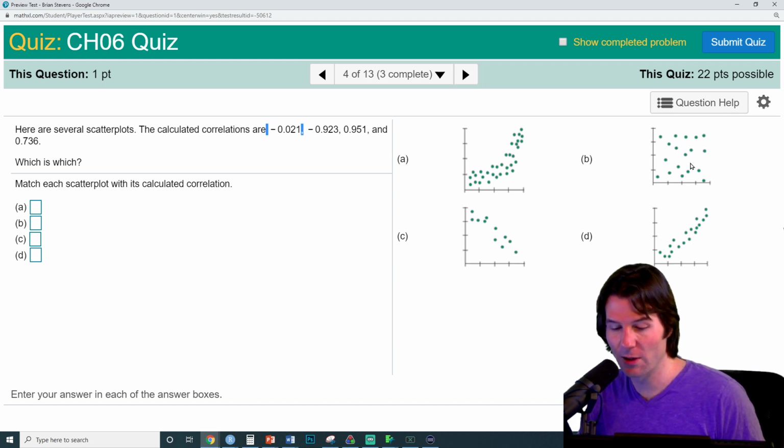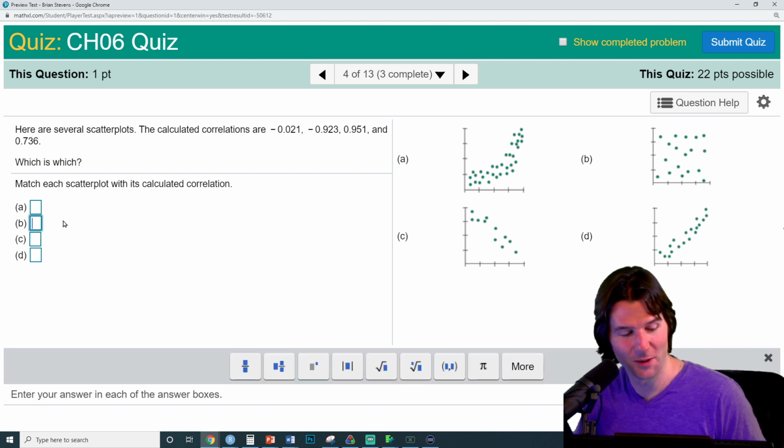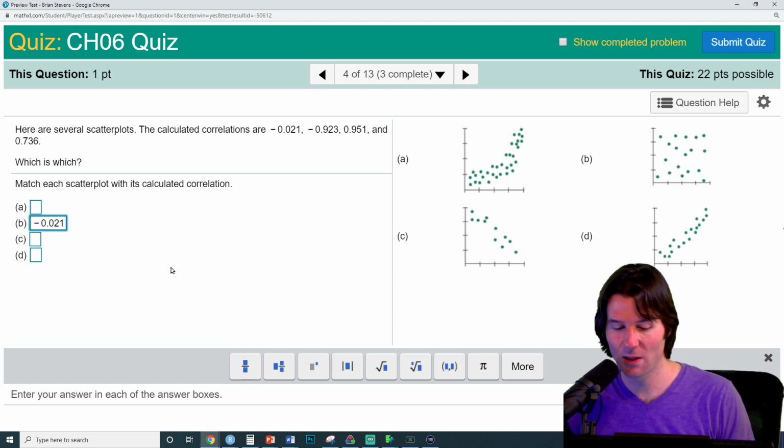You might be like, but that doesn't look negative. Well, it's really close to 0. It's very, very weak. So that is the weakest. Closest to 0 means weakest.